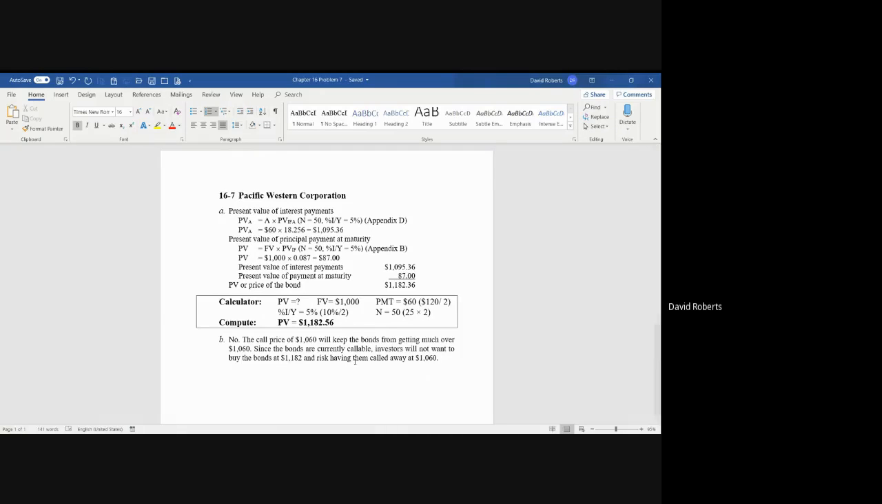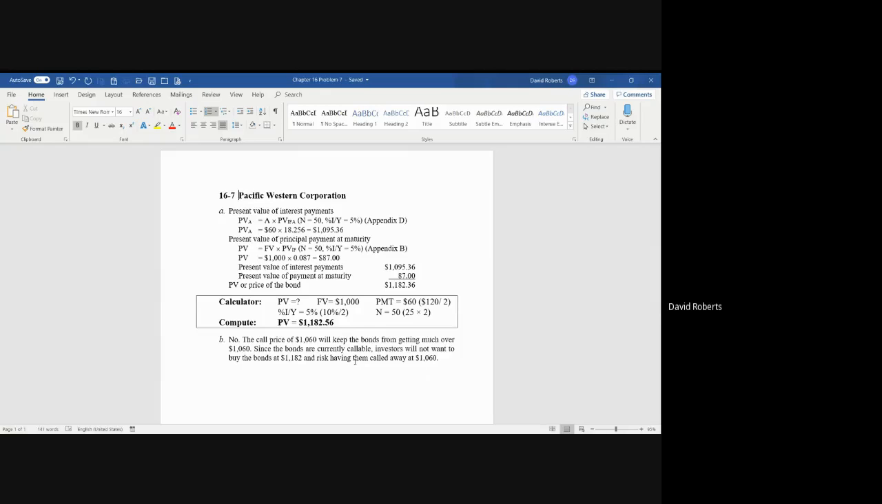Problem number 7. Again, we're dealing with bonds, and we're trying to calculate the market value of the bonds using semi-annual analysis, as it says in part A of problem number 7. So in this particular case, I'm going to focus on using your calculator. So you're going to try and find the present value of the bond.